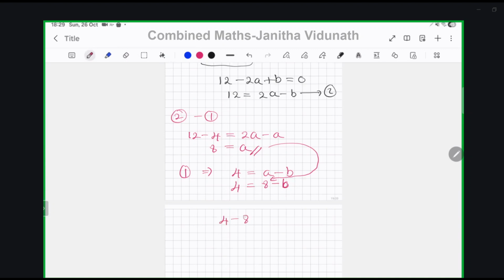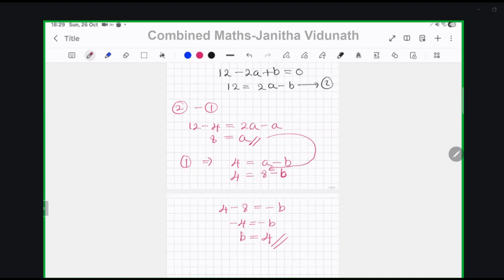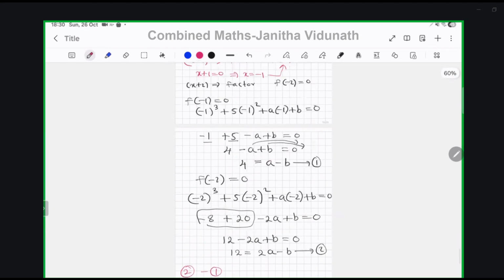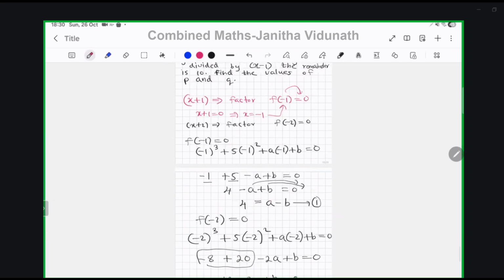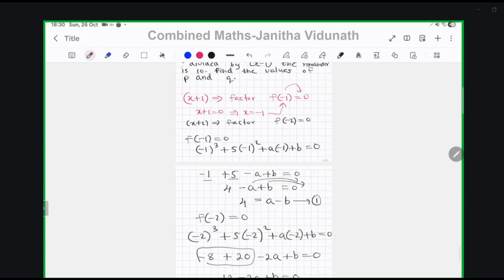Then 4 minus 8 equals minus b. That means minus 4 is equal to minus b. That means b is equal to 4. Final answer should be a is equal to 8 and b is equal to 4. Okay. Write down those things if you were unable to find the answers, and then try the second one.